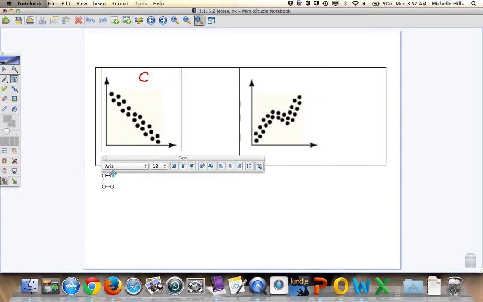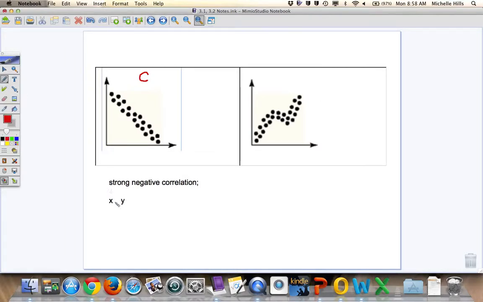This looks very similar to A, except, so it's strong. The points are reasonably close to linear. Negative, because as one variable increases, the other decreases. The line of fit would have a negative slope. And then correlation. So as x increases, y decreases. So as x increases, x gets larger, y gets smaller.